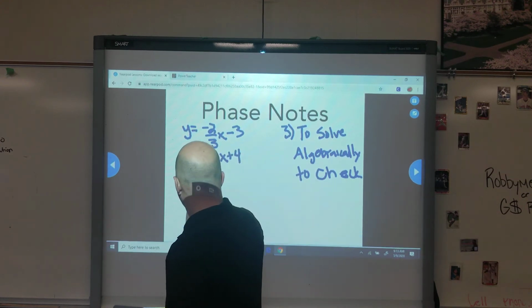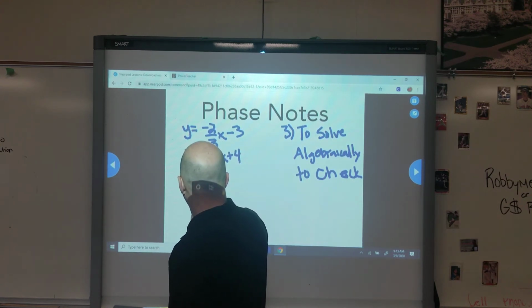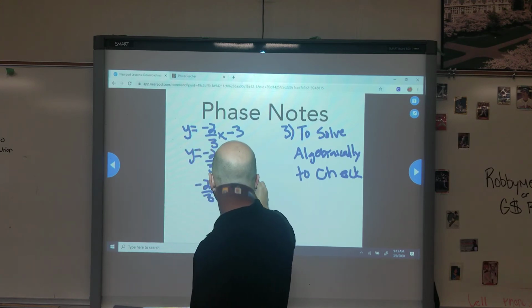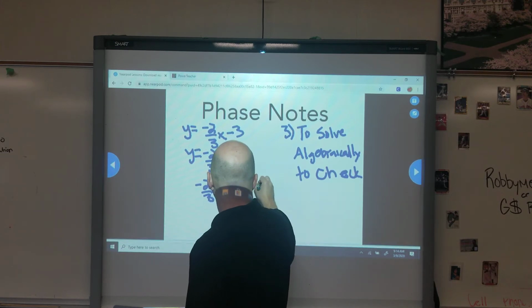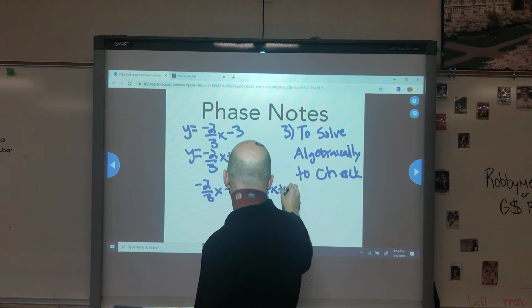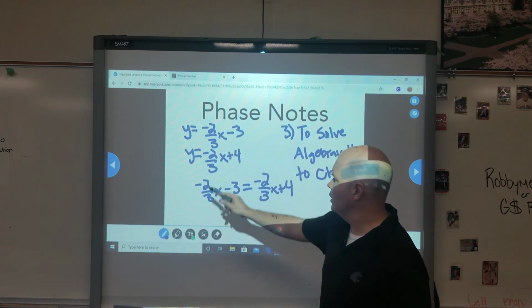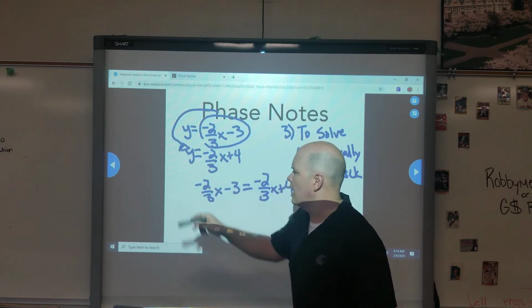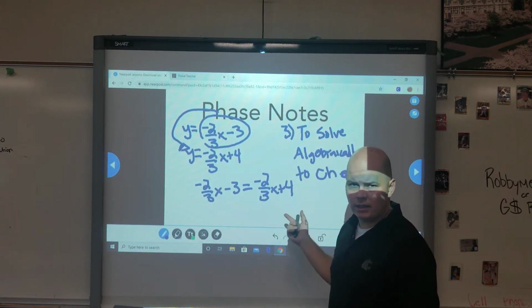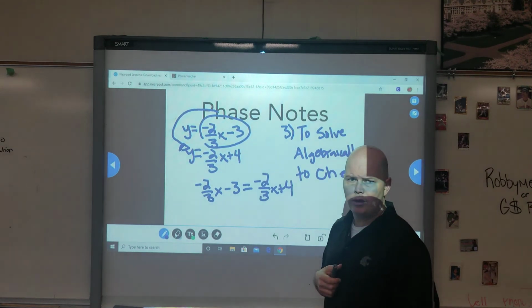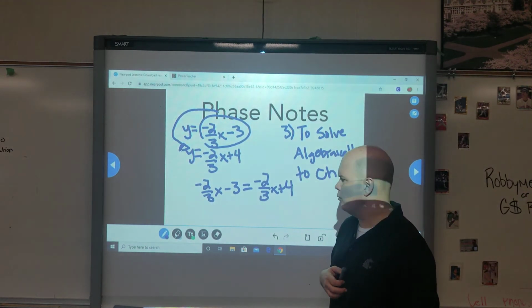So I'm going to rewrite what I have as negative 2 over 3x minus 3 equals negative 2 over 3x plus 4. So I just took this equation here and I plugged it in to that y, and it gave me this equation. Okay, now from here, I'm just going to solve it based on what I have.